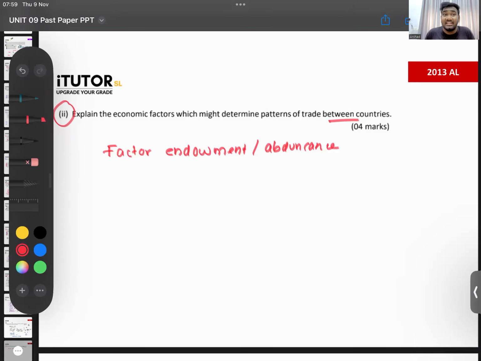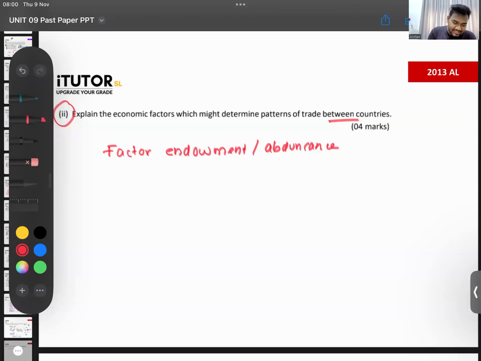Labor is abundant in China. As a result, they are able to produce manufacturing goods, let's say electronics, any manufacturing good, at a very low cost. So they will be the ones producing. The pattern of trade is decided that way. China is the biggest exporter in the world. They are the ones selling all these manufactured items.